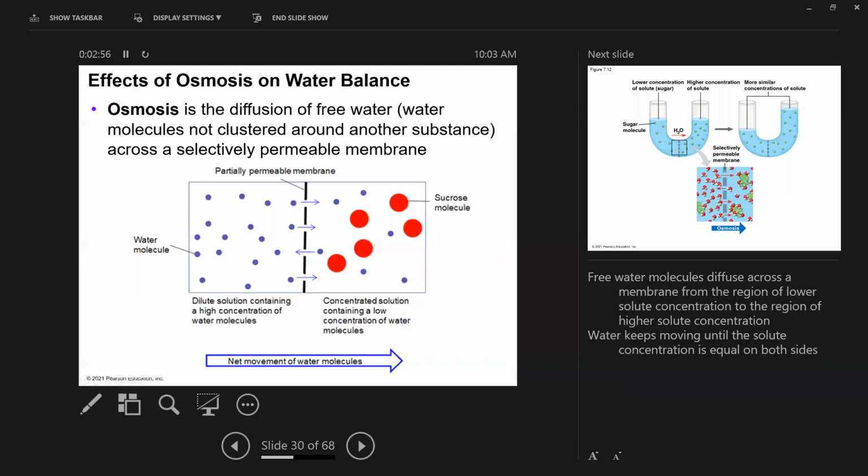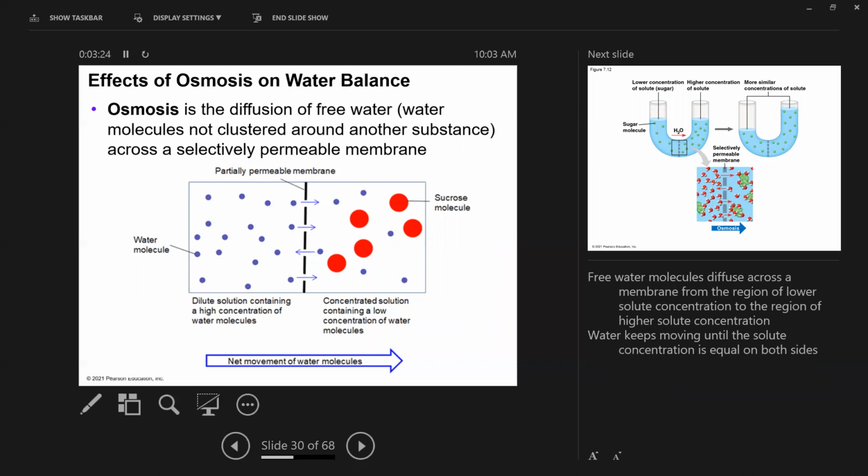Osmosis is just the movement of water down a concentration gradient. So it's the diffusion of free water, so water molecules not clustered around another substance, across that selectively permeable membrane. So the water is going to go from where it is in high concentration to where it is in lower concentration, okay?